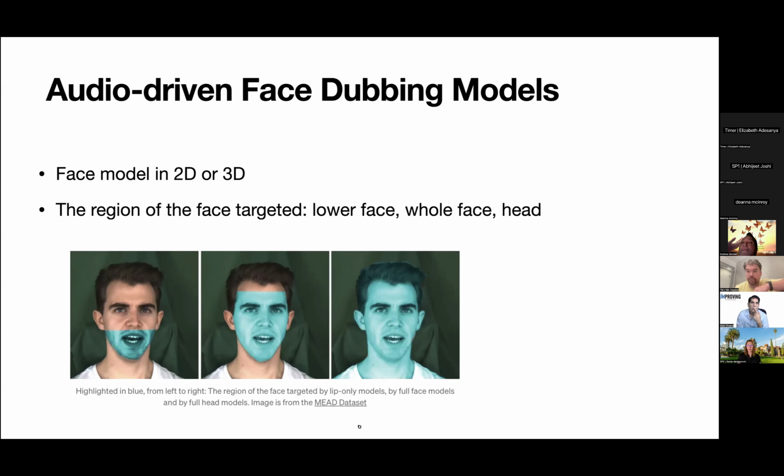Also, the algorithms and models developed can be categorized based on the region of the face targeted, whether it's just the lower face, the whole face, or even the whole head. And here in this picture, you see examples of which part of the face has been modified in order to achieve face dubbing.